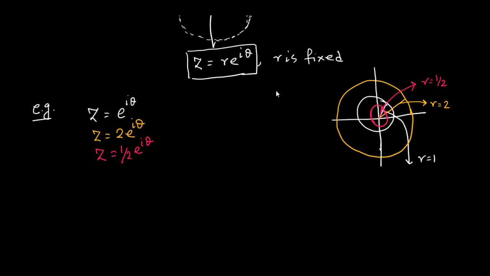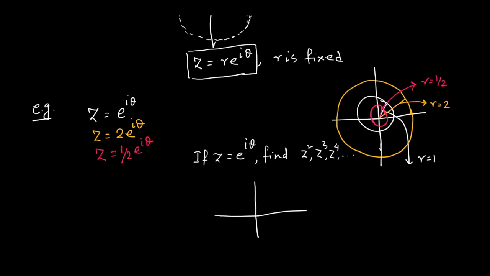Now, it triggers me to tell you another observation, which may be very interesting. If z equals e to the power i theta, let us see what will be z square, z cube, z to the power 4, etc. So z equals e to the power i theta will be a circle of radius 1. Let us suppose for a particular theta, z is this. So this angle is theta and this is my z for a particular theta.